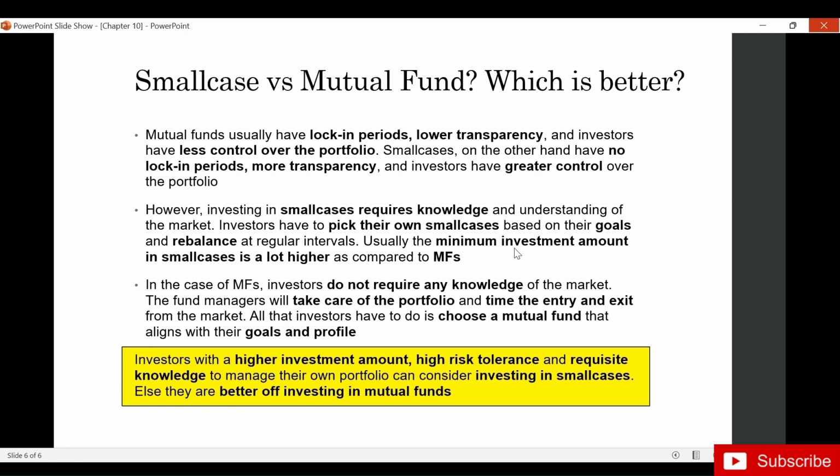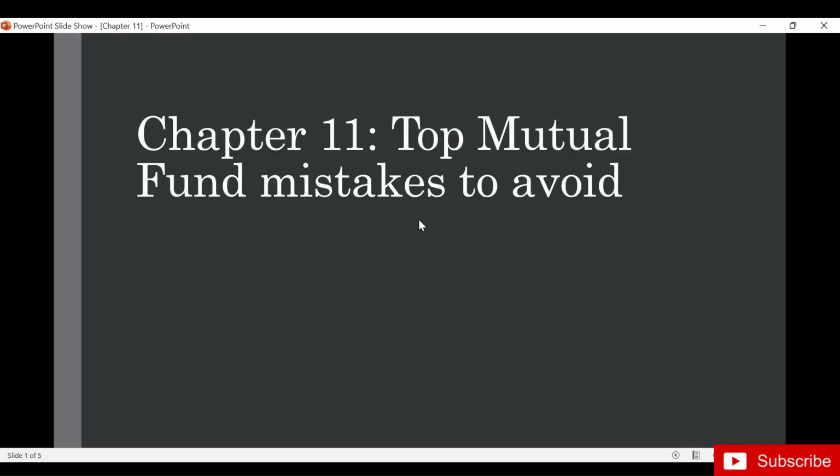So, finally, concluding this chapter, we can say that investors who have a higher investment amount, a higher risk tolerance, and also adequate knowledge of the stock market to manage their own portfolio, these people can consider investing in small cases. And if you do not fall in this category, then you are better off investing in mutual funds. In chapter 11, we will discuss the top mutual fund mistakes that an investor should avoid.